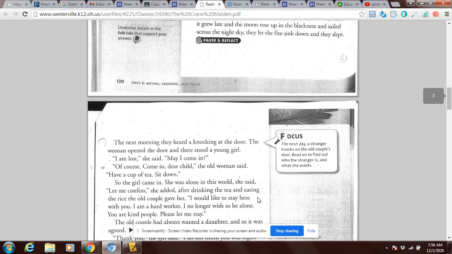The next morning, they heard a knocking at the door. The woman opened the door, and there stood a young girl. "I am lost," she said. "May I come in?"